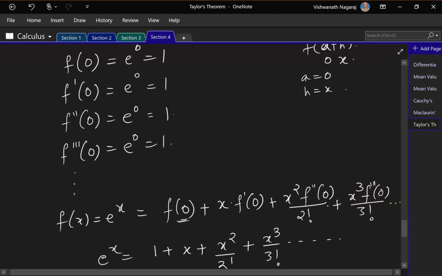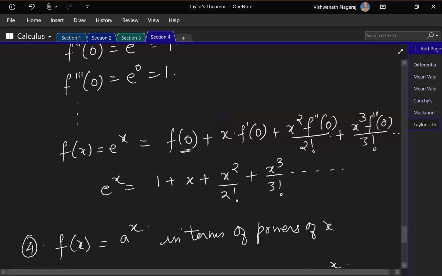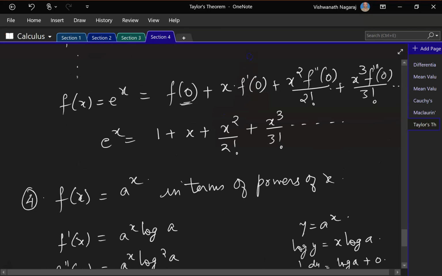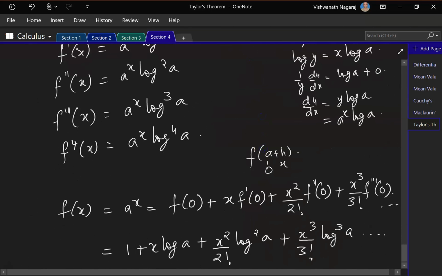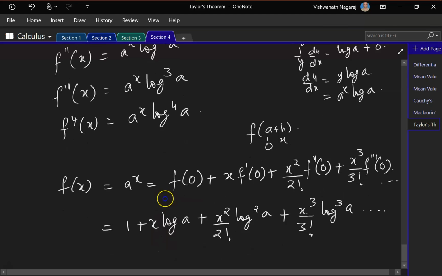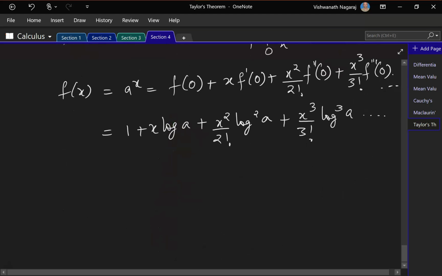Applying the theorem itself is very simple. The tricky part here is to be able to differentiate multiple times a given function. Sometimes it's very easy, sometimes it's a little bit more complicated.